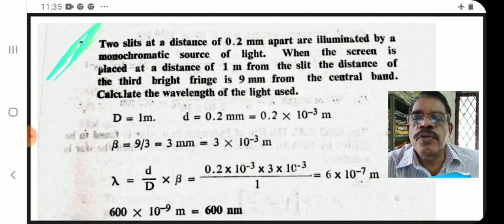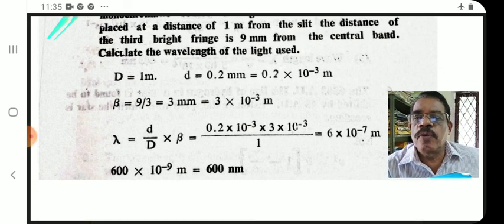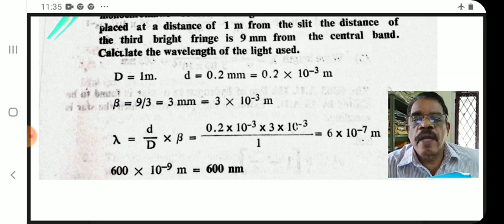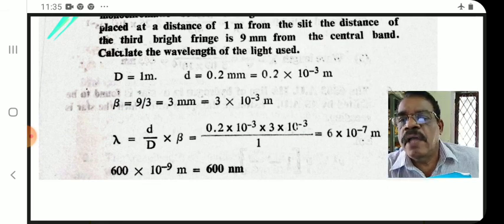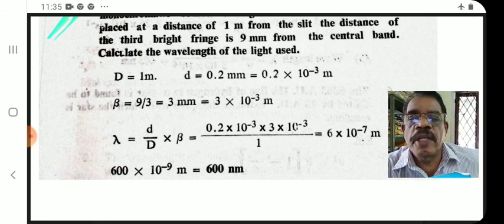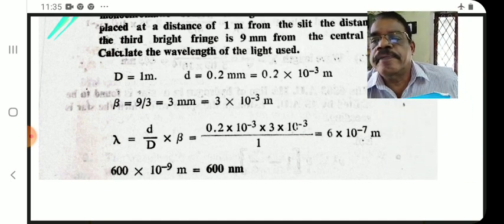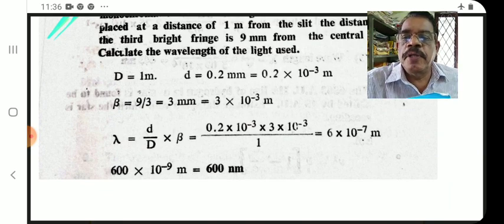Small d is 0.2 millimeter. That we convert into meter. Lambda is equal to small d beta by capital D. Put the values. We get 6 into 10 raised to minus 7 meter. This can also be written as 600 into 10 raised to minus 9 meter, equal to 600 nanometer. So lambda is 600 nanometer.